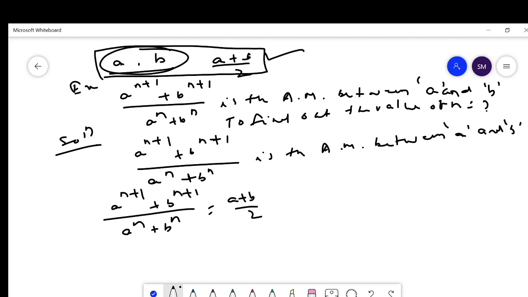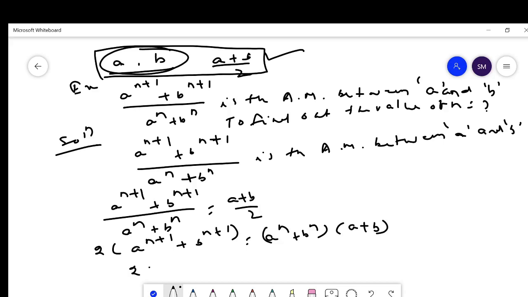As this is the arithmetic mean between A and B, and we know that the arithmetic mean between A and B is (A plus B) upon 2, then take the cross multiplication. This is 2 into (A to the power n plus 1 plus B to the power n plus 1) is equal to (A to the power n plus B to the power n) into (A plus B).